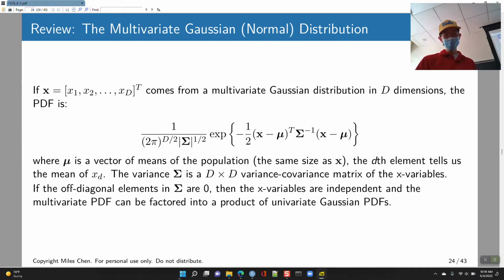What we're going to do with the naive Bayes classifier, okay, so if you review the multivariate Gaussian, this is how we calculate the density for a multivariate Gaussian. We allow for covariances in the covariance matrix. But if we said the covariance matrix is diagonal, meaning that there's no covariance between x1 and x2 or any of the x variables, then you would have a diagonal variance-covariance matrix, and you could then factor it out into a product of univariate Gaussian PDFs. Okay, so that's what we're going to do.